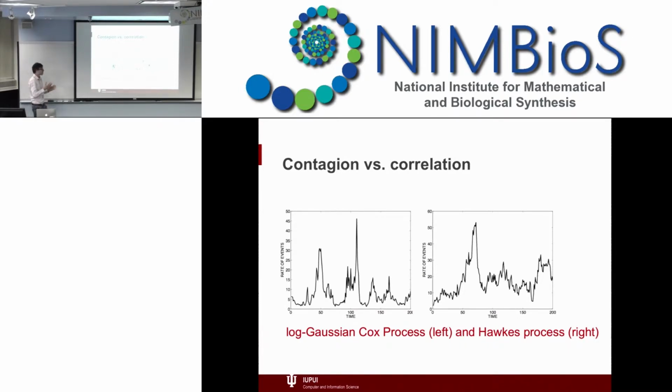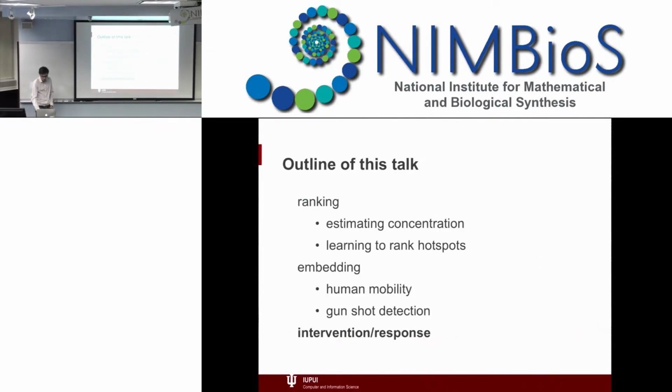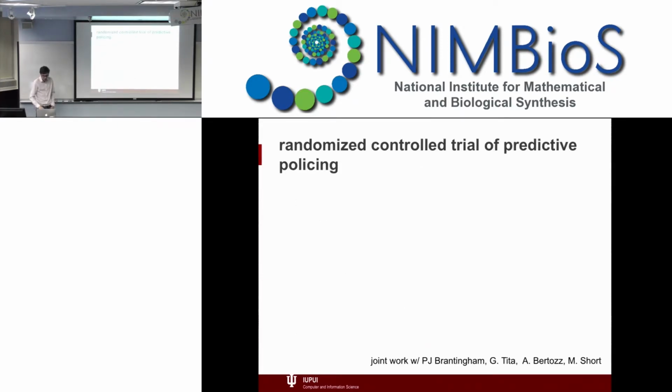So just to leave you with this, I don't have a solution, but what I will say is it's very hard to untangle contagion versus other types of correlation in these spatiotemporal data sets. So I think that's somewhat of an open problem. Okay, so the next thing I want to talk about is what do you do with these models. In terms of interventions, we've done a few things or are working on a few projects.